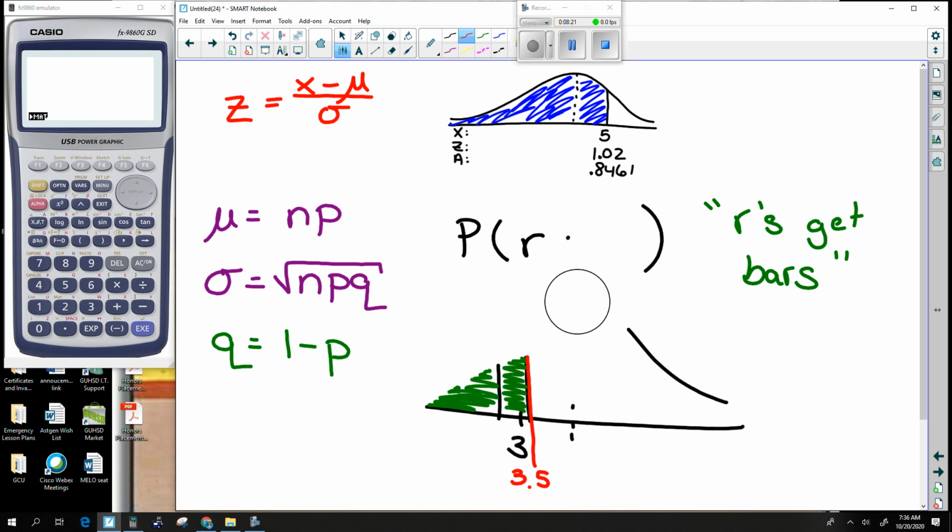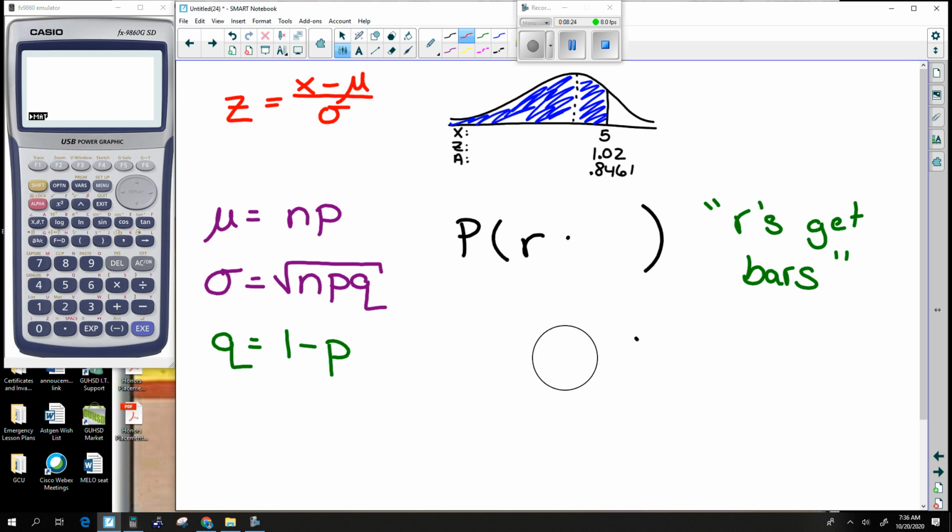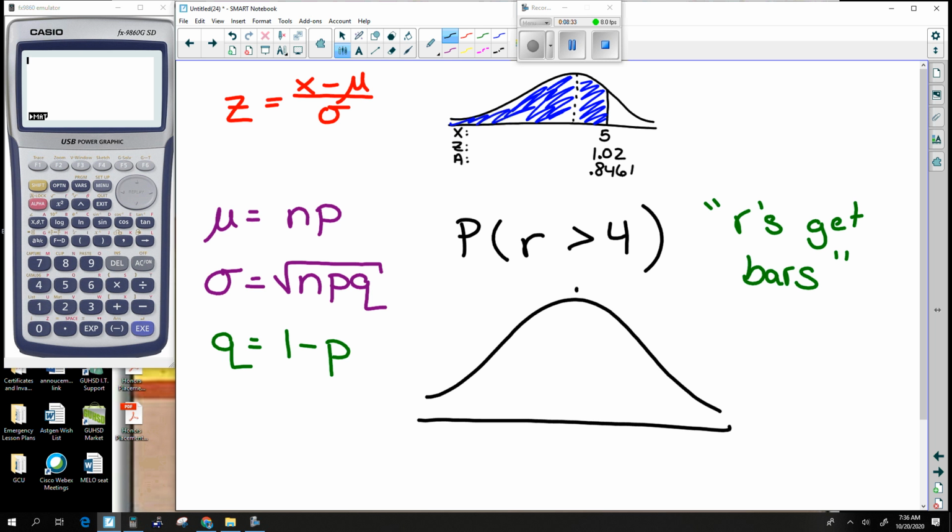Give you another scenario here. Say I want greater than 4. Okay, 4 is somewhere, I'm not exactly sure. So greater than 4 is over here, and I'll explain what you have to do differently. But the edge of the shading is right there, which is 4.5.